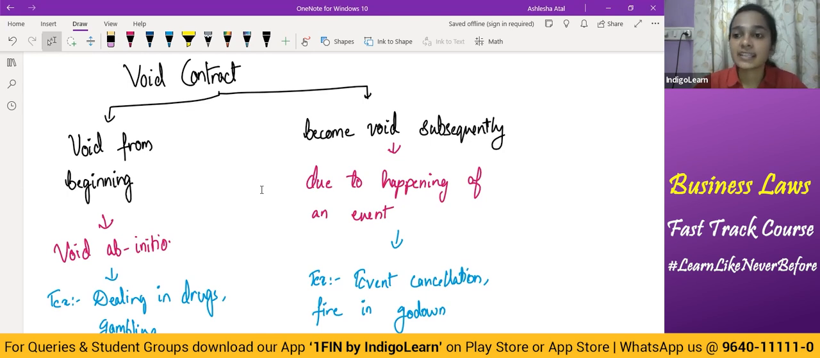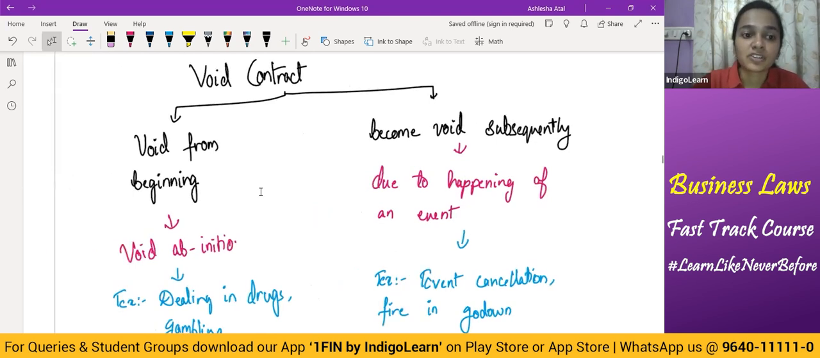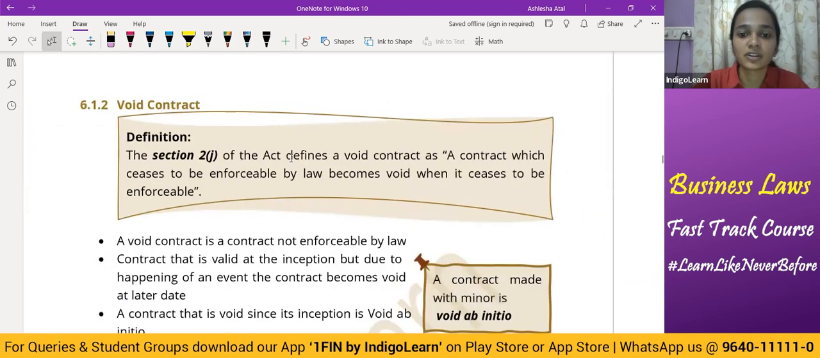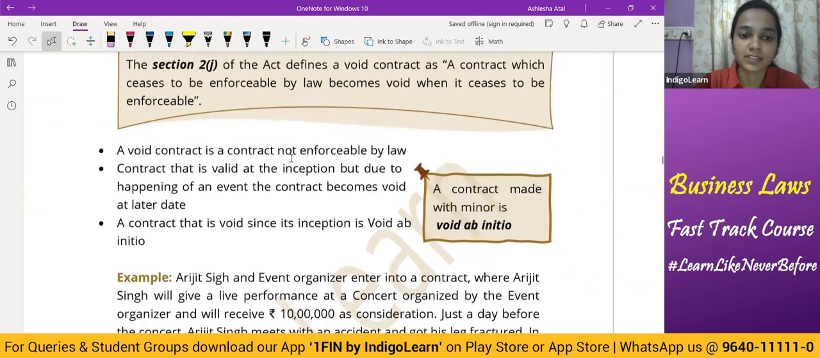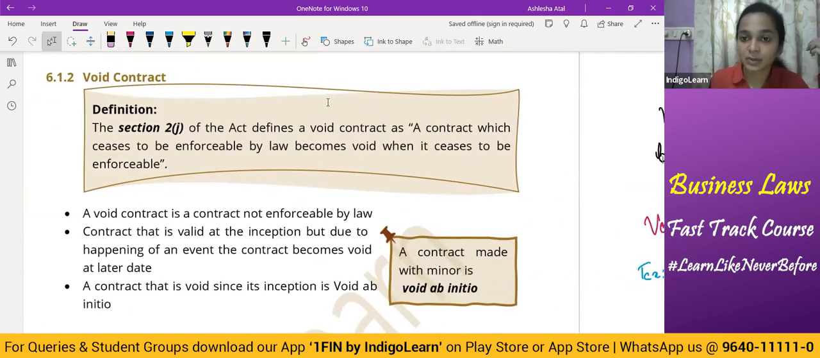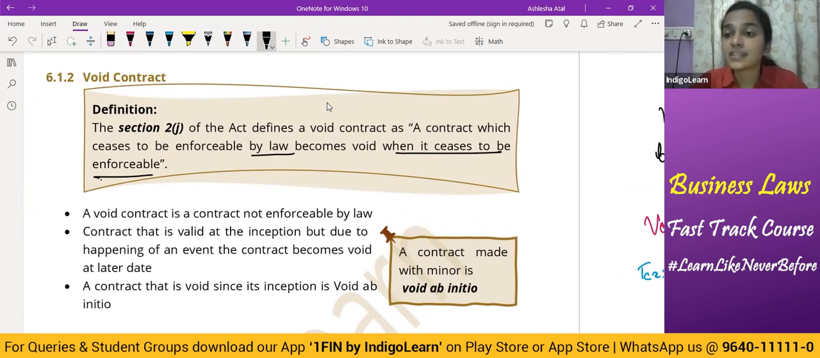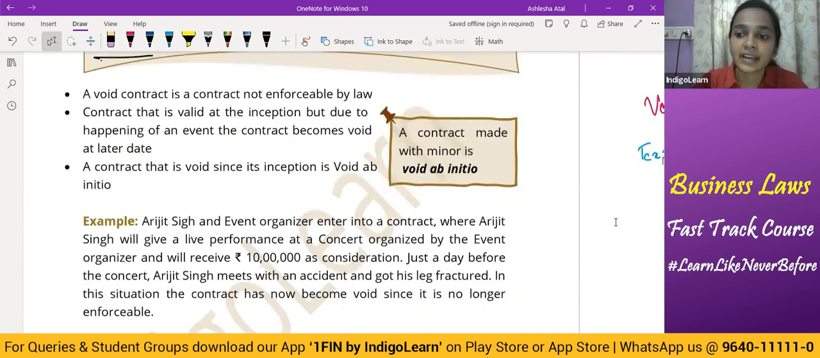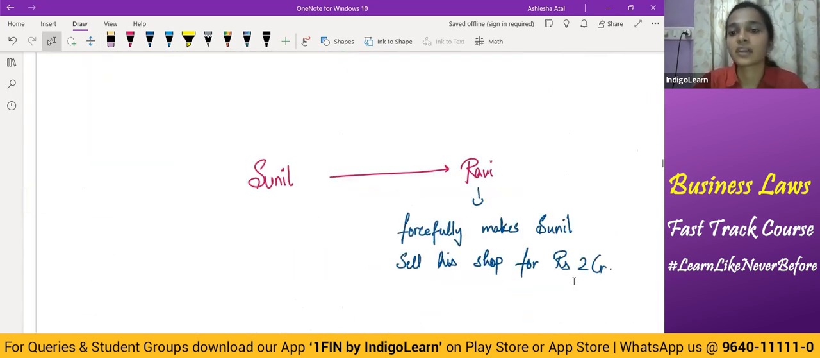Moving on to the next type of contract, and that is a voidable contract. If you just have a look at the meaning of void contract, Section 2 clause (j) defines a void contract. It says a contract which ceases to be enforceable by law becomes void when it ceases to be enforceable. So basically, it is not possible to perform. It is no longer enforceable. Moving on to the other type, and that is a voidable contract.